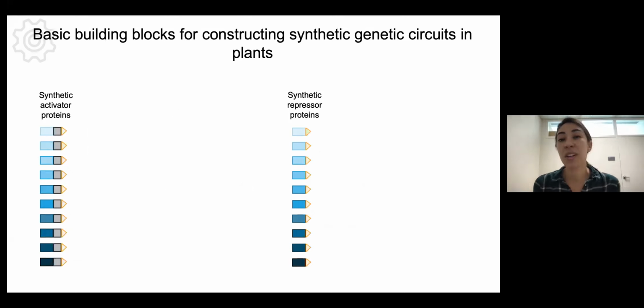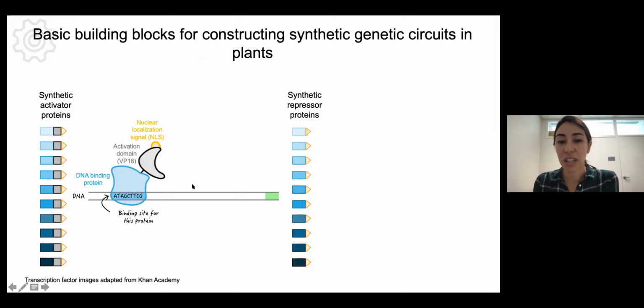So in order to build logic gates in plants, I've created a collection of synthetic transcription factors. So these are synthetic activator proteins or synthetic repressor proteins we can use to build logic gates. The synthetic activators are composed of a DNA binding protein, which recognizes a very specific sequence of DNA fused to an activation domain and a nuclear localization signal.